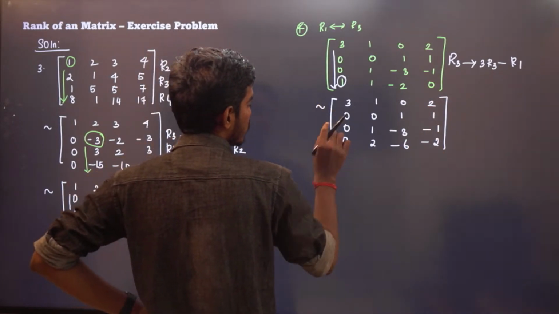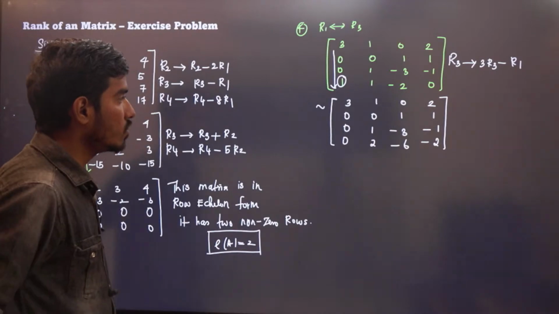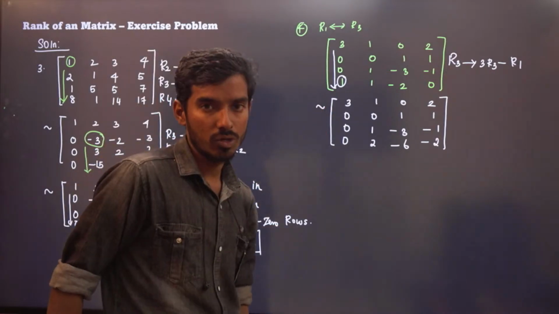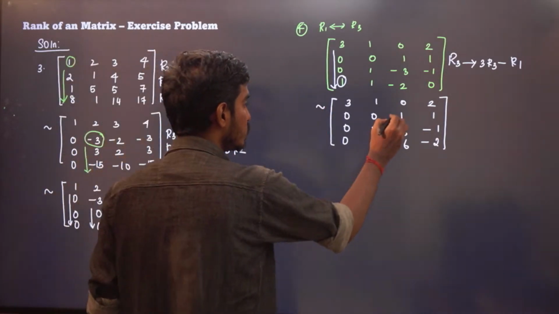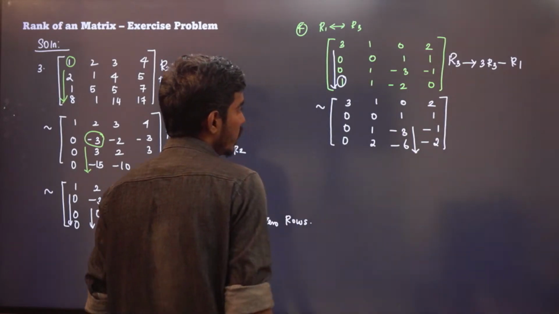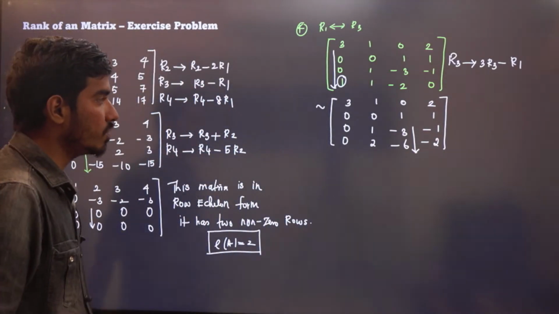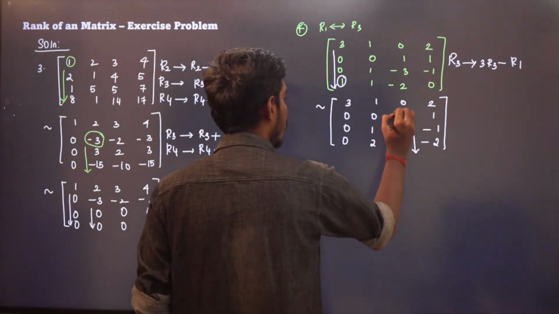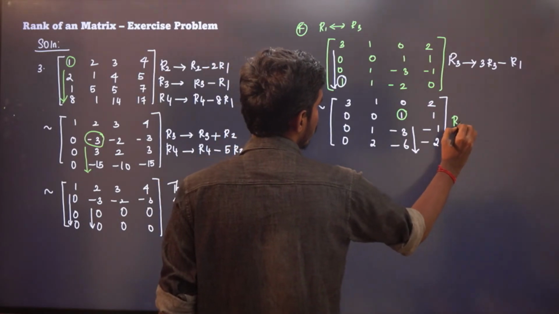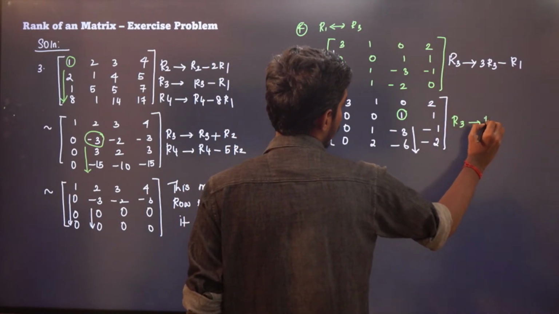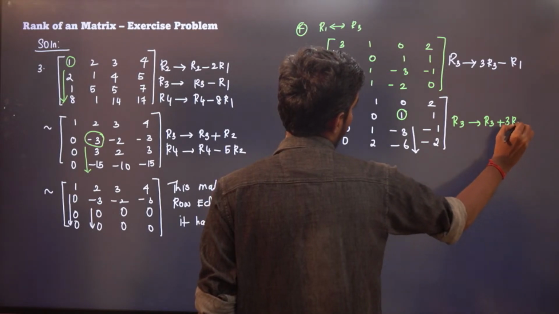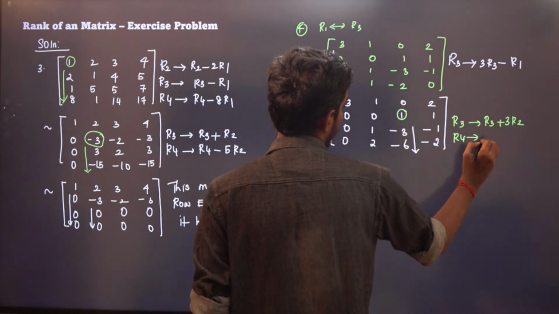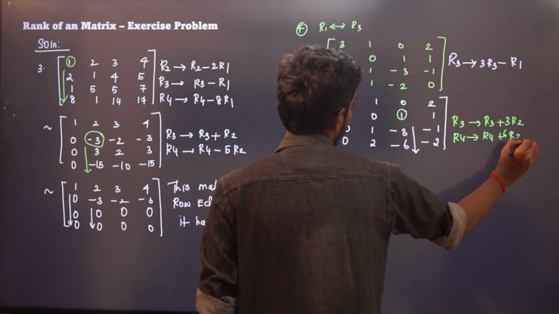First row, first non-zero element, below that everything is 0. Now go to second row. Second row, first non-zero element is 1, so below that everything has to be 0. So we will make this as 0. This is 0, so R3 is transformed to R3 plus 3 times R2. I'm multiplying 3 and then adding. R4 is transformed to R4 plus 6 times R2.